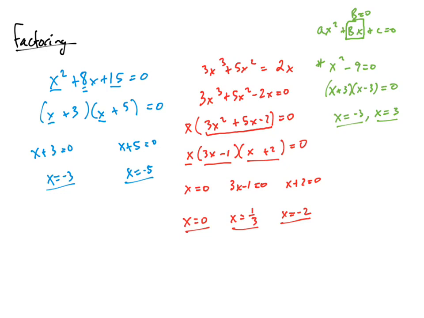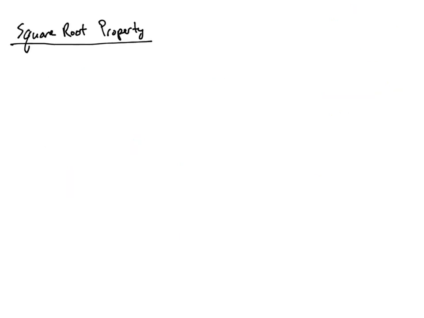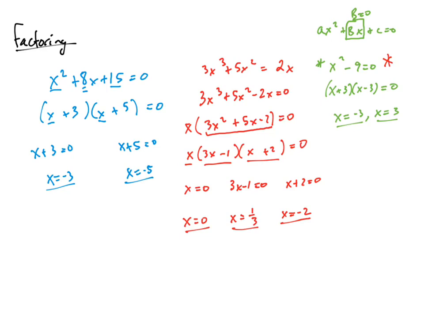Let's next look at how we can use the square root property. We can use the square root property when we have a quadratic equation in the form ax squared plus c equal to 0. In other words, b is equal to 0 here. There's no b term. That's when we can use the square root property. Let's start with an easier one, x squared minus 9 is equal to 0. This is actually the same one that we saw over here.